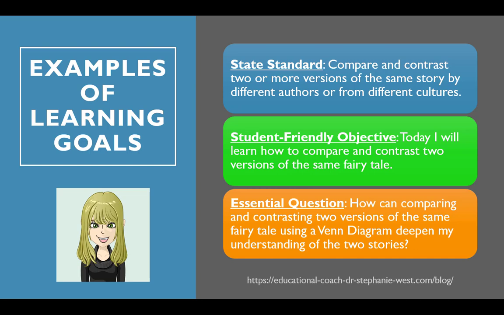So we can go by our state standard: compare and contrast two or more versions of the same story by different authors or from different cultures. A student-friendly objective would read, "Today I will learn how to compare and contrast two versions of the same fairy tale." An essential question would be framed as, "How can comparing and contrasting two versions of the same fairy tale using a Venn diagram deepen my understanding of the two stories?"